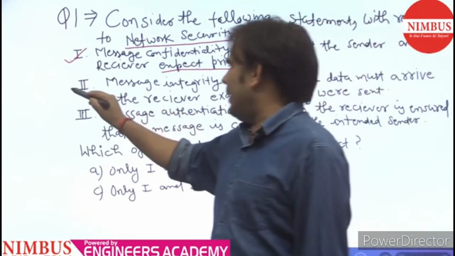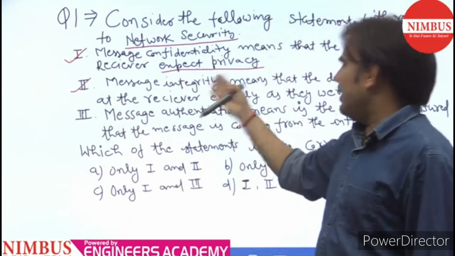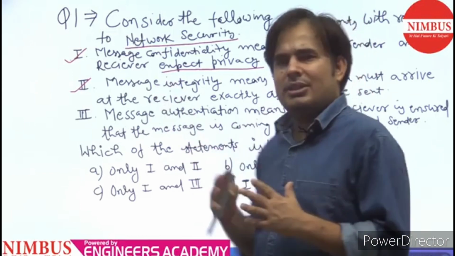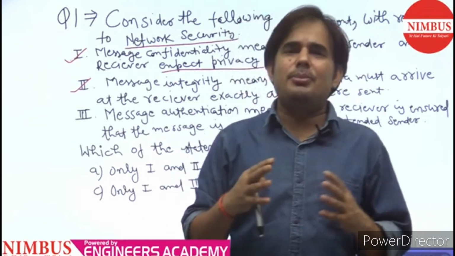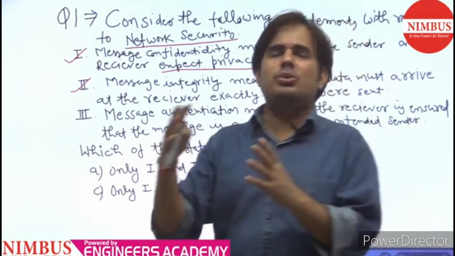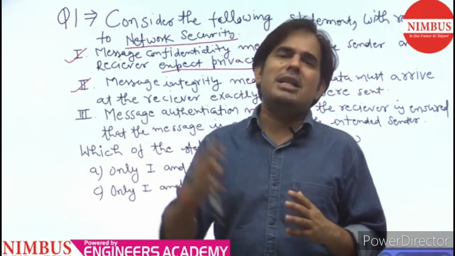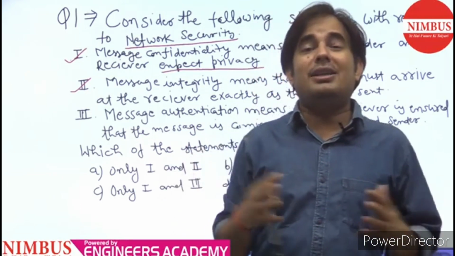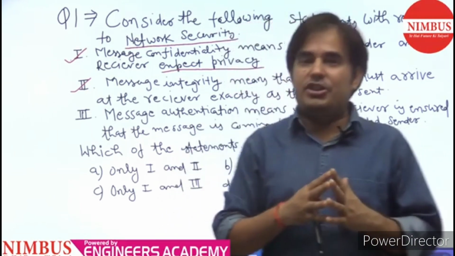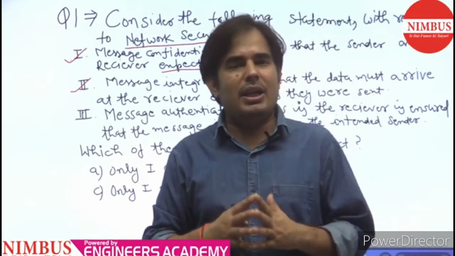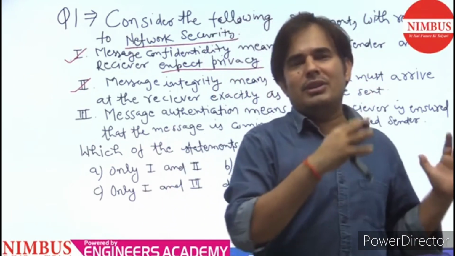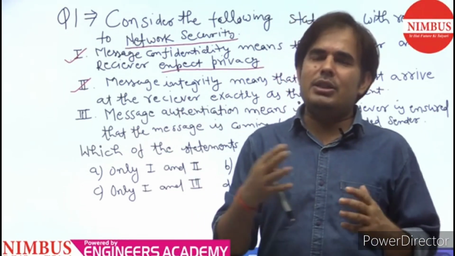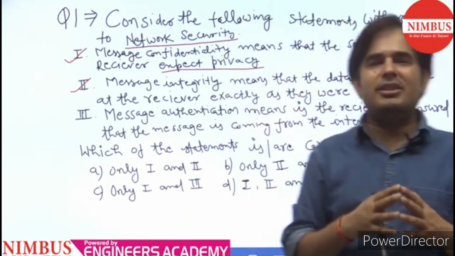Come to the second statement: message integrity. Before reading this statement, I want to tell you what message integrity is. Suppose the sender is sending something to the receiver, then during the transmission the message need not be altered. Message need not be altered means the message should not change. Whatever the sender is sending is received by the receiver, and during the transmission it is not going to change. This is message integrity.